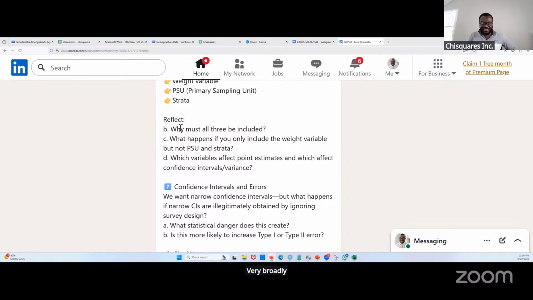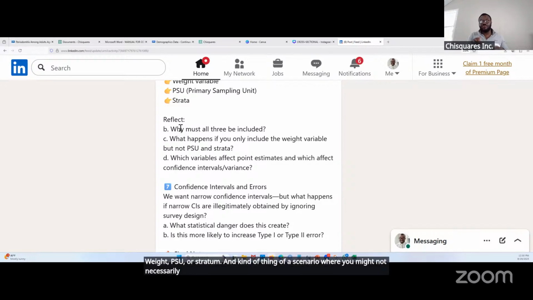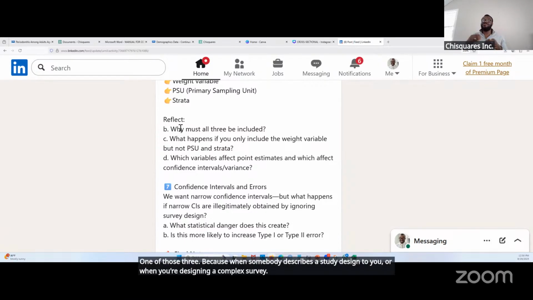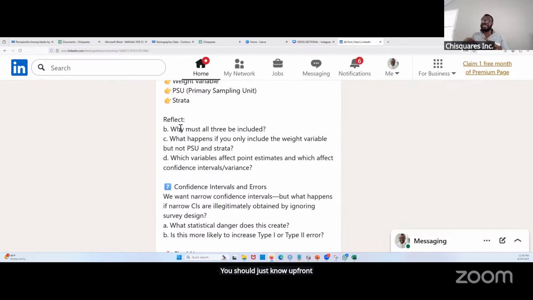So the question is, is it every survey that will have all three: weight, PSU, or stratum? And can you think of a scenario where you might not necessarily have one of those three? Because when somebody describes a study design to you, or when you're designing a complex survey, you should just know upfront, oh, I don't expect to have this, or I don't expect to have that. So in what settings, for example, might you not have PSUs?